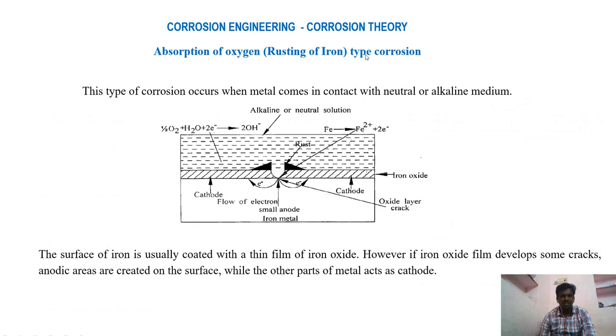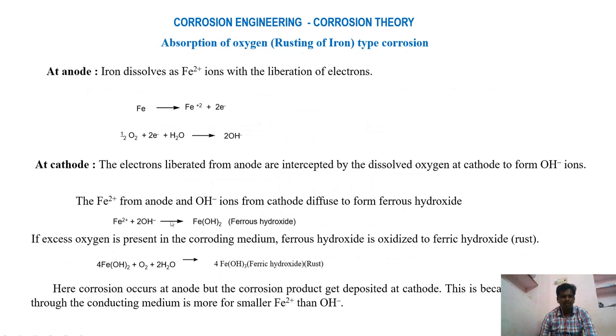Next, oxygen type corrosion, absorption of oxygen type corrosion. This type of corrosion takes place in neutral medium. So in this neutral medium, initially the iron starts to oxidize, iron starts to corrode. That means the iron is converted into ferrous ion by releasing 2 electrons. These 2 electrons are consumed by atmospheric oxygen and H2O from the electrolyte, and it is converted into OH minus ions. So these OH minus ions now combine with ferrous, and ferrous hydroxide will be formed.